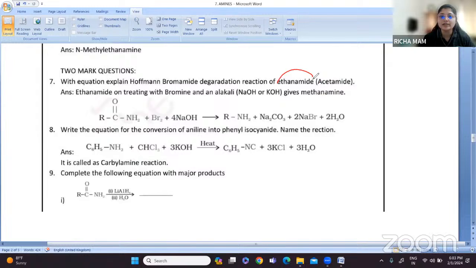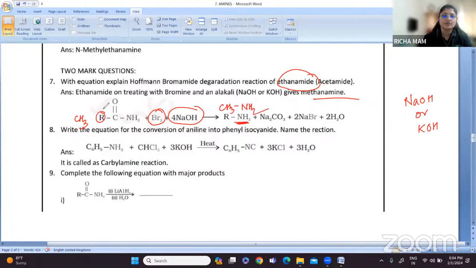See the question properly. They have told us to take the starting product as ethanamide, that is acetamide, so your R should be CH3. Ethanamide on reacting with bromine in the presence of alkali, either sodium hydroxide or KOH, gives you methanamine. The product will be CH3NH2.